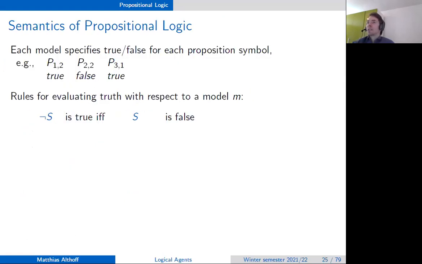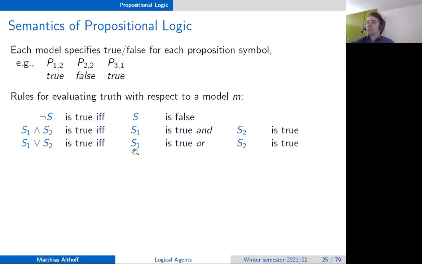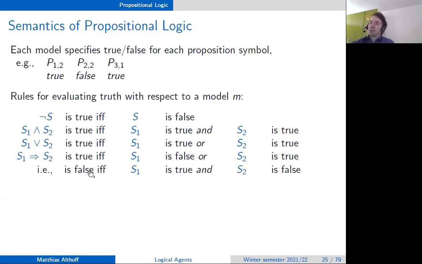Okay, so now let's talk about the semantics. It's actually quite easy. Each propositional symbol can just be true or false. And not S is true if and only if S is false. S1 and S2 is true if and only if both are true. S1 or S2 is true if and only if one of them is true. S1 implies S2 is true if S1 is false or S2 is true. Another way is you can say this is a false formula if and only if S1 is true and S2 is false. Implication is the most complicated one, so we'll discuss this briefly on the next slide.